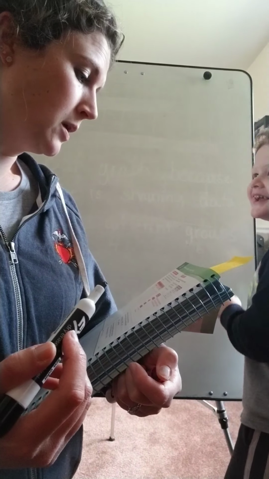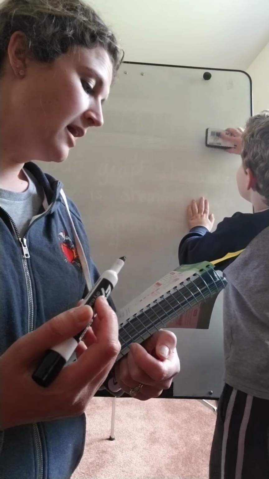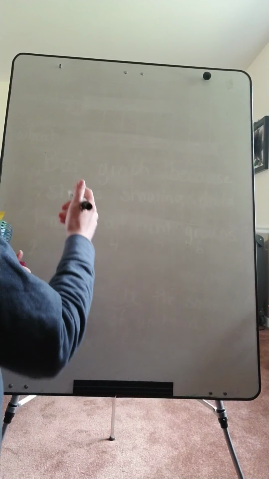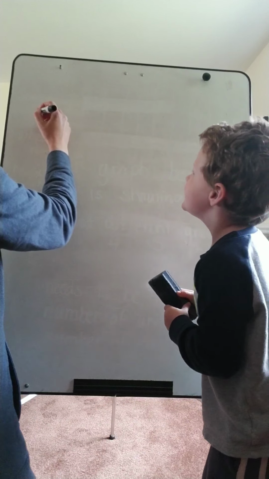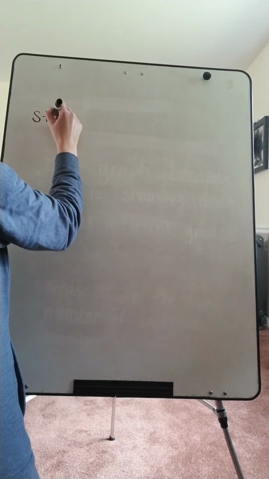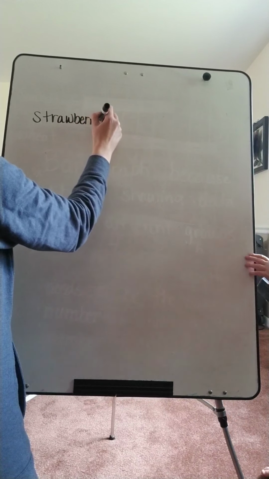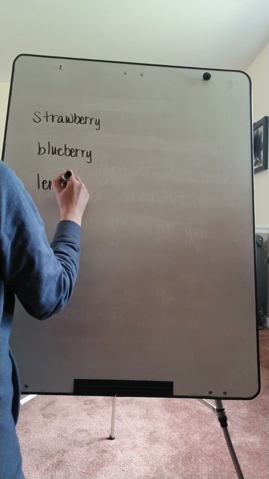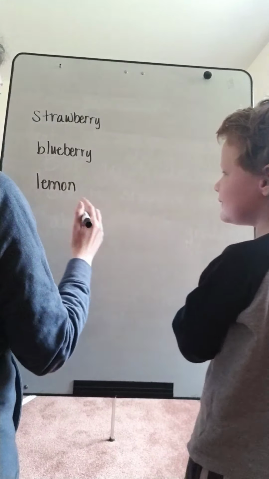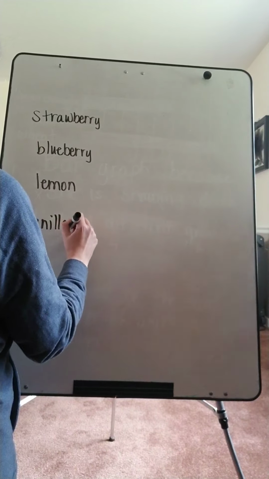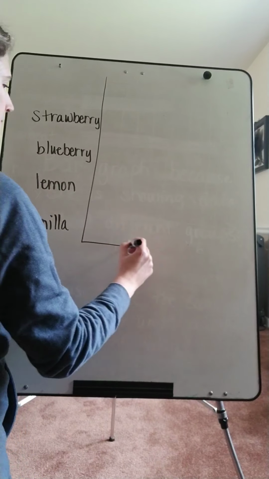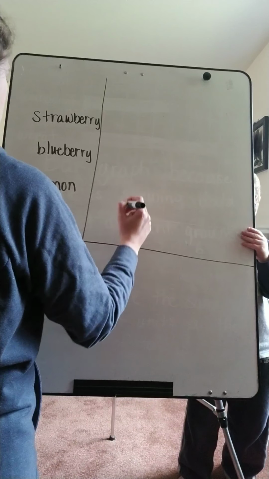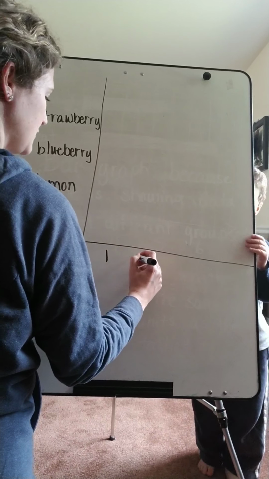Okay? And they're asking for bar graph, picture graph, or line plot. We did a line plot last time, so let's do a bar graph. Okay, you can't erase this until I'm done, okay? Strawberry, blueberry. Okay, you can't erase it till I'm done. And vanilla. Okay, so those are our flavors. And then we're going to do our numbers. So we'll number it 1 to 5.